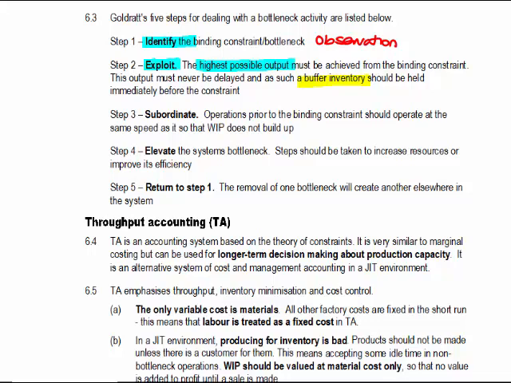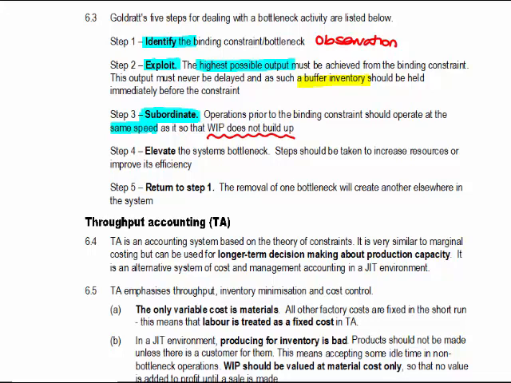Once we've managed that, we're going to subordinate the processes before the binding constraint to operate at the same speed. And this is all about the prevention of a build-up of work in progress. Not only is it going to cause holding costs, it's also going to perhaps cause some deterioration if we've got something that's perishable, and maybe some idle time. And effectively, it's going to cause delays to the customer.